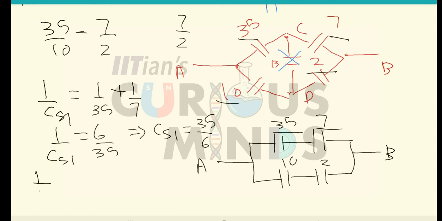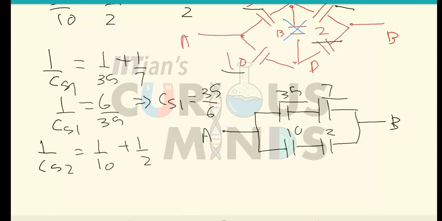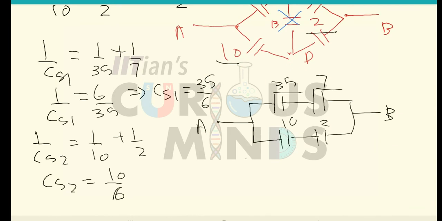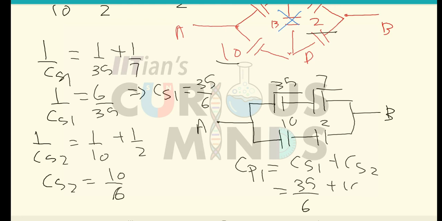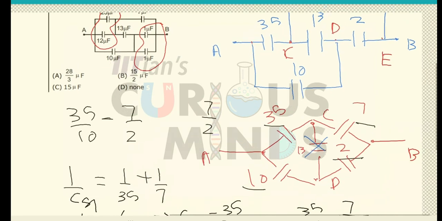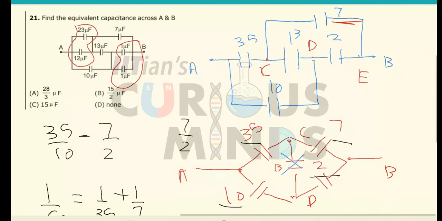Similarly, if I find out the second capacitance, that is CS2, it will be equal to 1 by 10 plus 1 by 2, which is equal to 6 by 10 after multiplying by 5. So CS2 will be equal to 10 divided by 6. Both of them are connected in parallel. So CP1 will be equal to CS1 plus CS2, which is equal to 35 by 6 plus 10 by 6, which is equal to 45 by 6. If I find out its value, it will be equal to 7.5 microfarad. This will be the equivalent capacitance, 7.5 microfarad, or 15 by 2, which is equal to option number B.